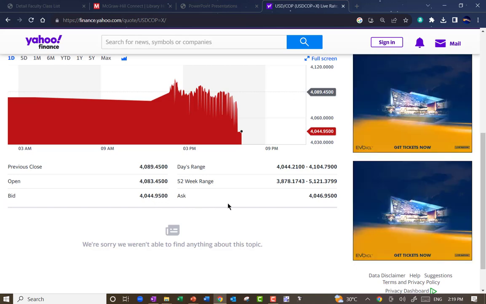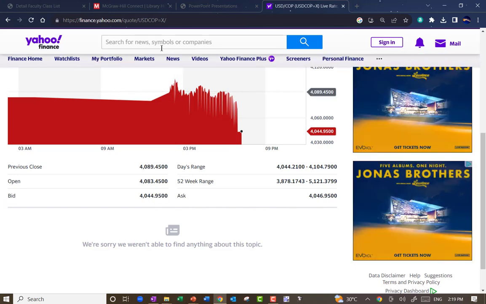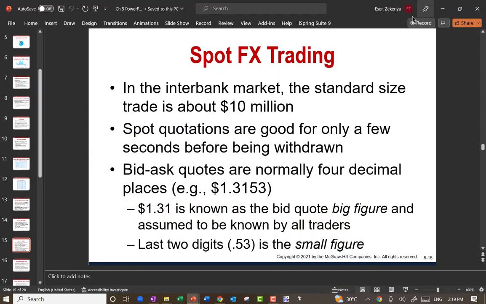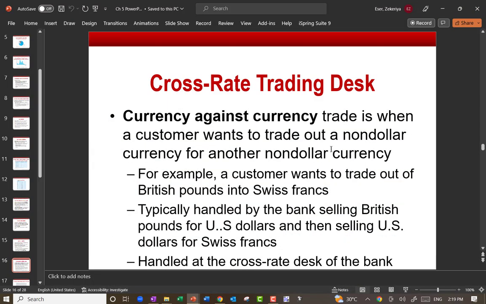That's actually a pretty big bid-offer spread because there isn't that much trade going on. Well, cross currencies, these are currency trades where neither of the currencies is US dollars.